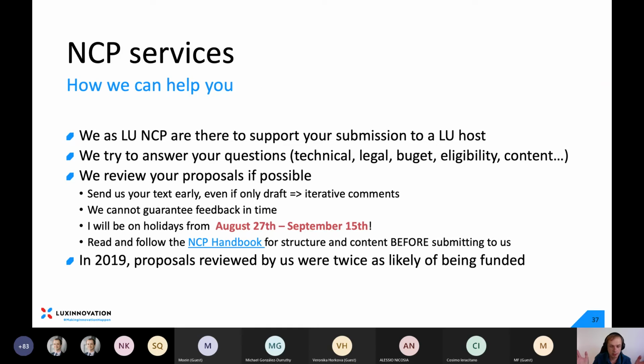So we try to help you with any questions that are related to the project: technical, legal, budget, eligibility, the content of your proposal. And I think the biggest and most important service that we do is these reviews of your proposals. If you want it, there's no obligation. And there's also no obligation on our side, because depending on how many proposals we get, especially if we get them very late, we might not be able to give you a lot of feedback.